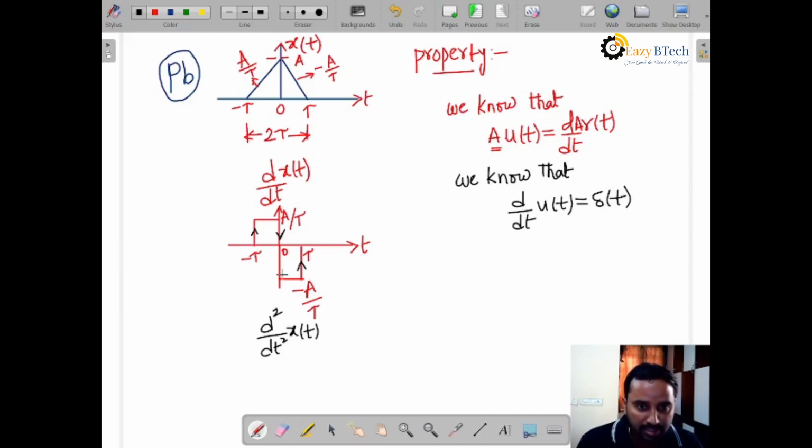So here we have three discontinuities. One from 0 to A by tau at minus tau, another from A by tau to minus A by tau, and the third from minus A by tau to 0. If you do differentiation, we get three impulses wherever we have a discontinuity. The arrows I have shown indicate the discontinuities. So I am plotting d square by dt square of x of t now. At minus tau we have an impulse, at 0 also we have an impulse, and at tau also we have an impulse. So this is the result we get.